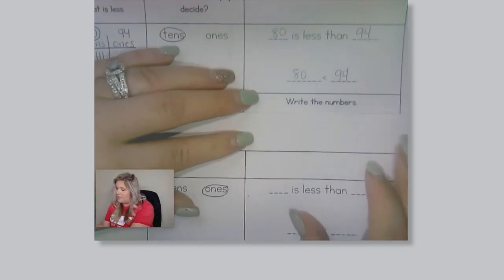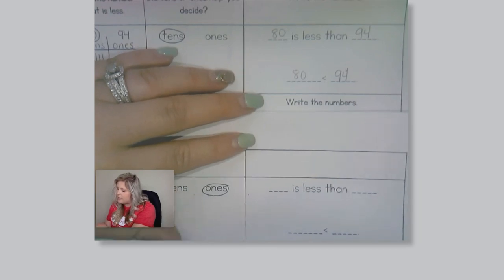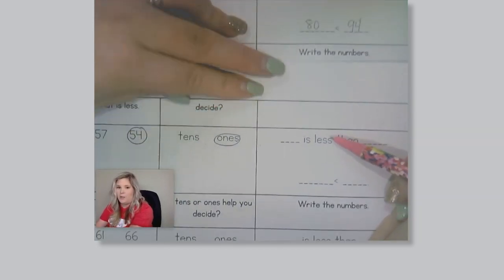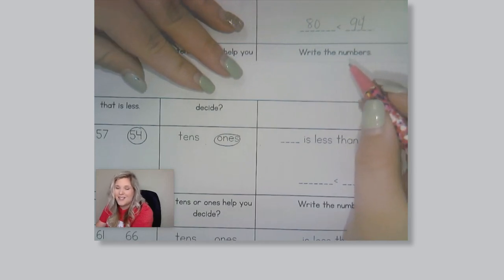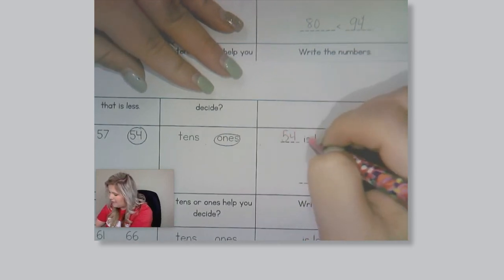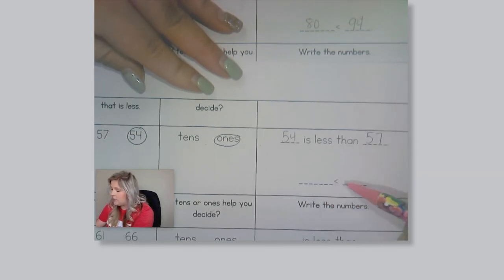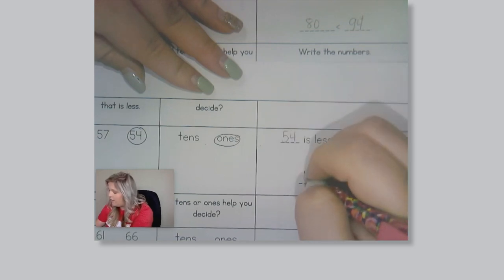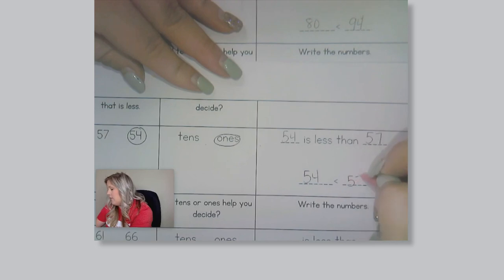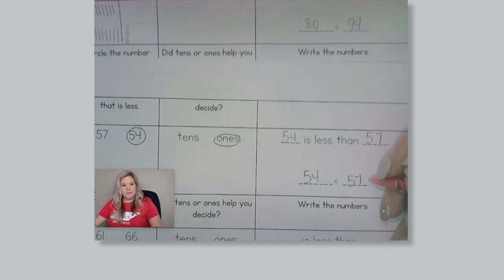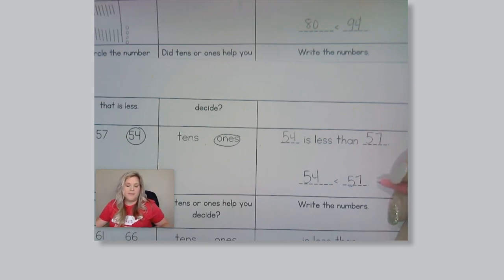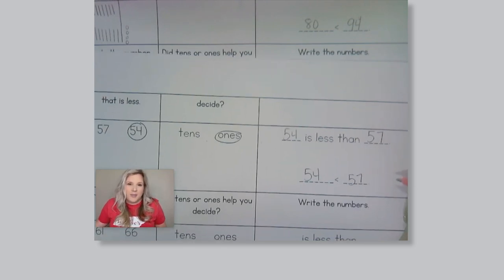And then the last one says to write the numbers. We're going to finish that number sentence. Blank is less than blank. So which one is less? 54 is less than 57. Then we're going to fill in the other number sentence, which has our symbol for less than. 54 is less than 57. Wonderful. We have now compared two two-digit numbers with base 10 blocks using our quick draw.